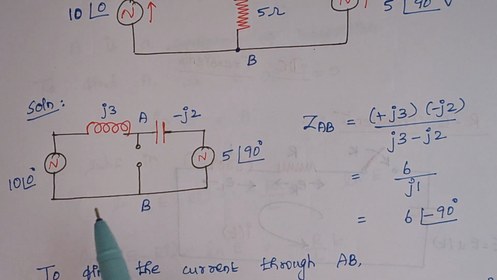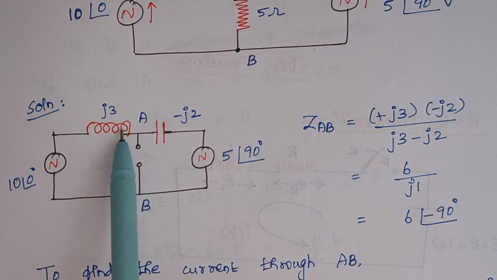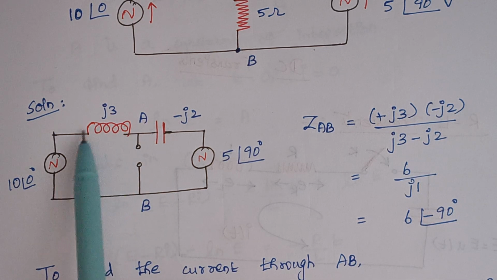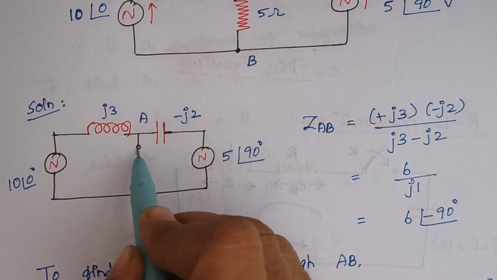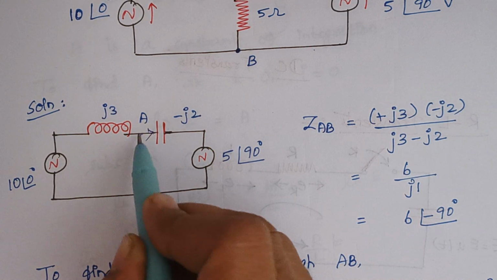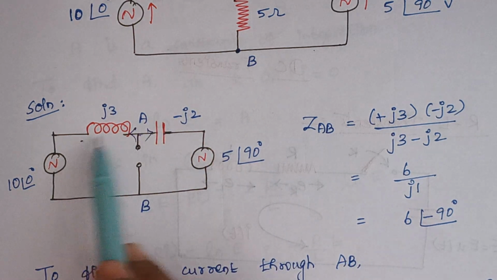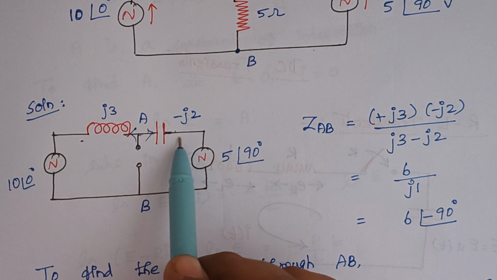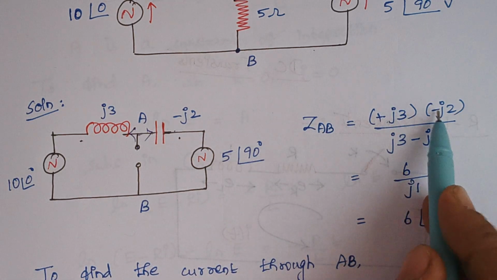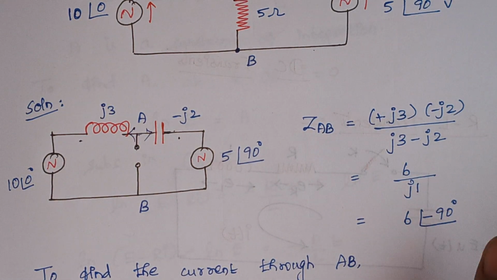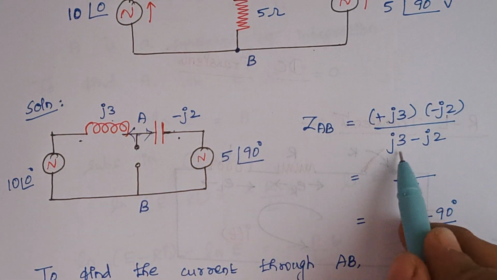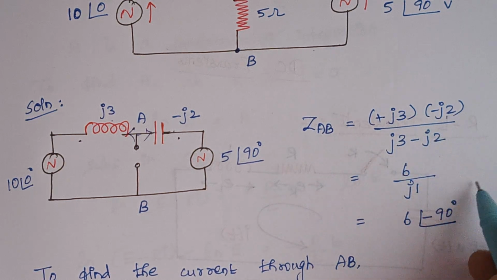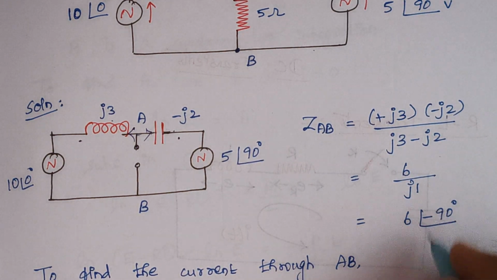So in this case, when you observe, it is clear, right? You see this inductor and this capacitor, they are in parallel, right? Because current flowing from this junction A gets separated into two here. So these two are said to be parallelly connected. Therefore, the formula is Z1 into Z2 divided by Z1 plus Z2. So here it is 3J into minus J2 divided by J3 minus J2. So once you solve here, the final answer is 6 with an angle of minus 90 degrees, right?